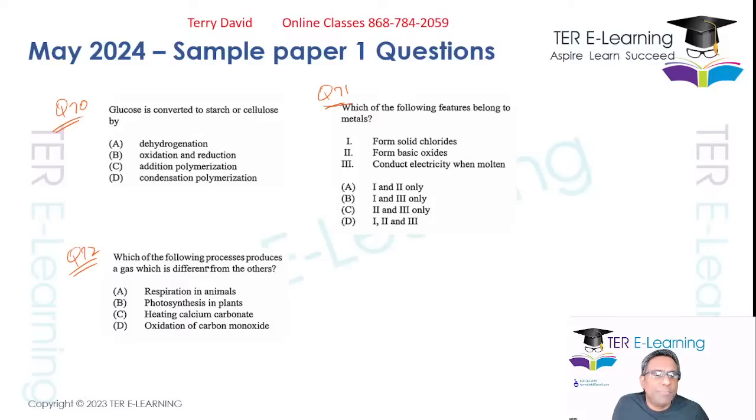We use H3PO4 when you're converting ethene into ethanol. That's when we use H3PO4. It's H3PO4, 70 atmospheres, and 300 degrees Celsius, right? That's when you want to convert ethene into ethanol.